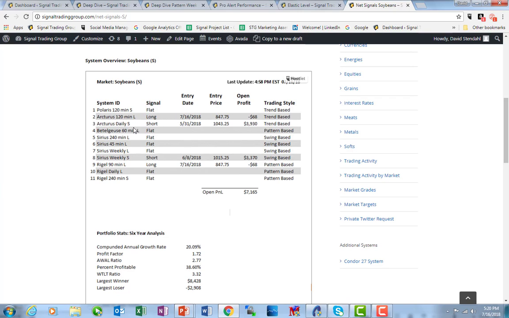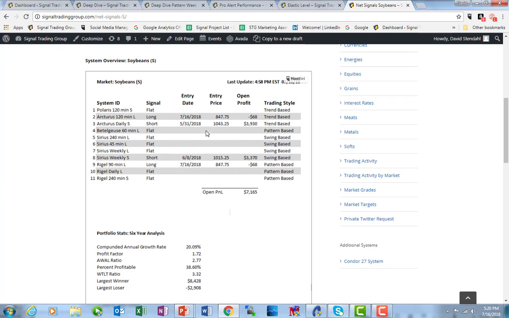So today being the 16th, we had two systems that went long, an Arcturus long 120-minute bar system, and we had one down here, a Rigel 90-minute bar system. So these are obviously intraday systems. They're reacting to what the market is giving to them. Now they both have losses because they got in later in the day, but what it's setting us up for is obviously a hedge here.